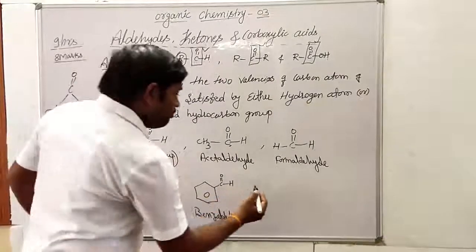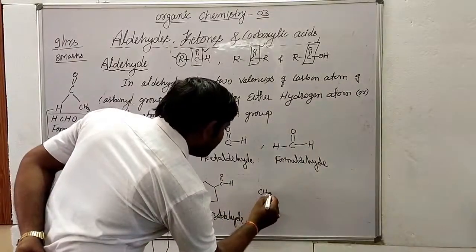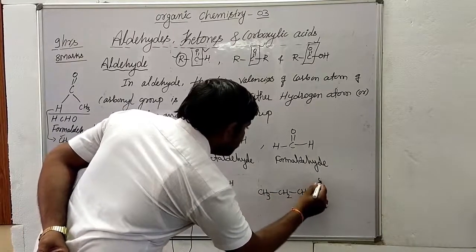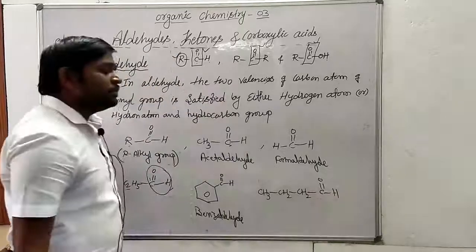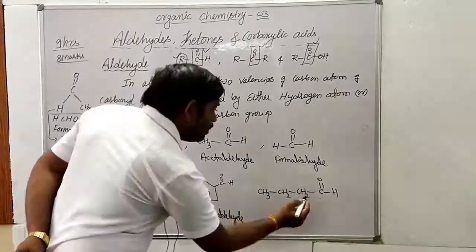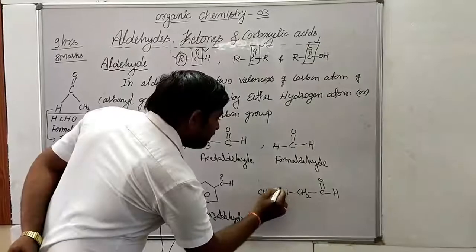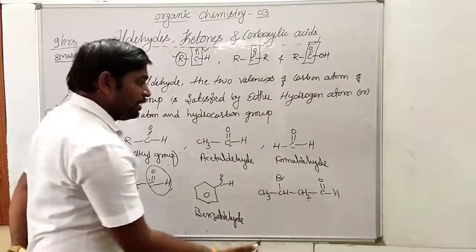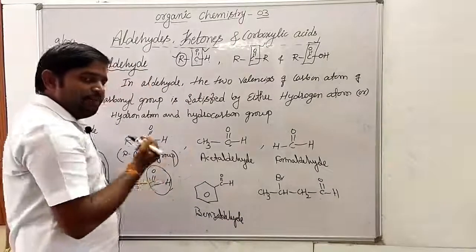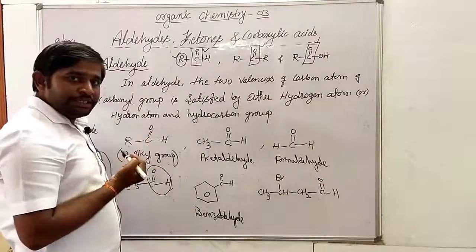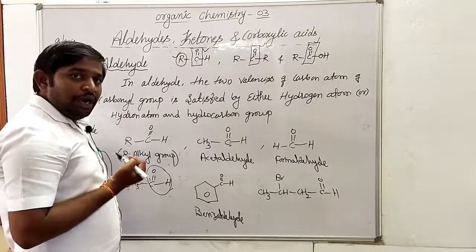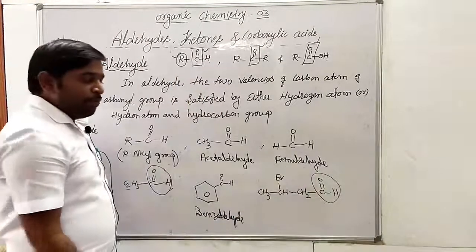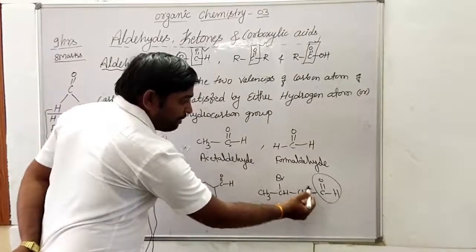One more molecule we may consider: CH3, CH2, CH2, C double bond O, H. Here one hydrogen atom is replaced by one Br. So what type of molecule is this? Whether it belongs to aldehyde, ketone or carboxylic acid. This molecule belongs to aldehyde only. Why? Because there is a presence of the CHO functional group. So either this can be satisfied by any alkyl group.